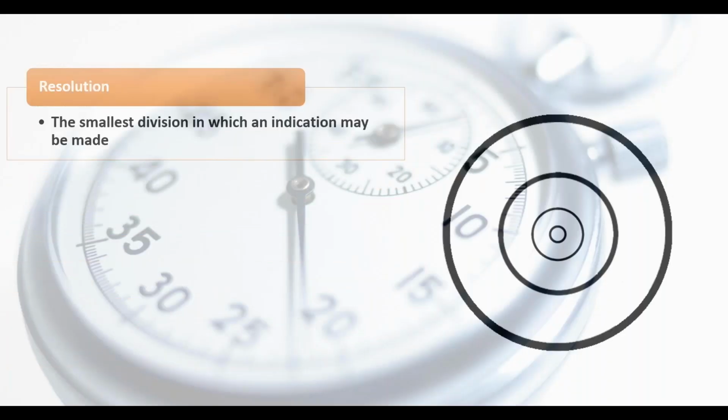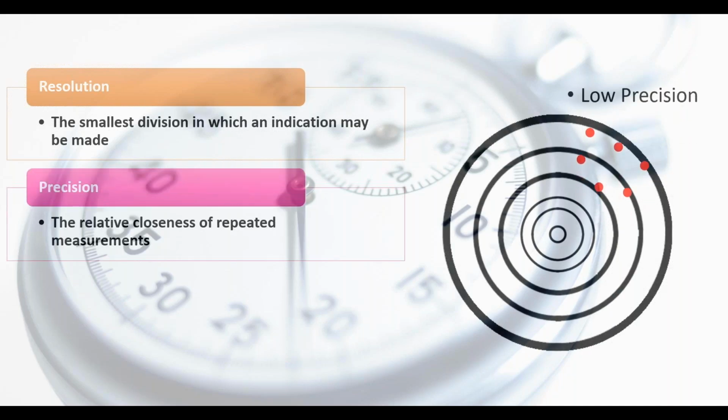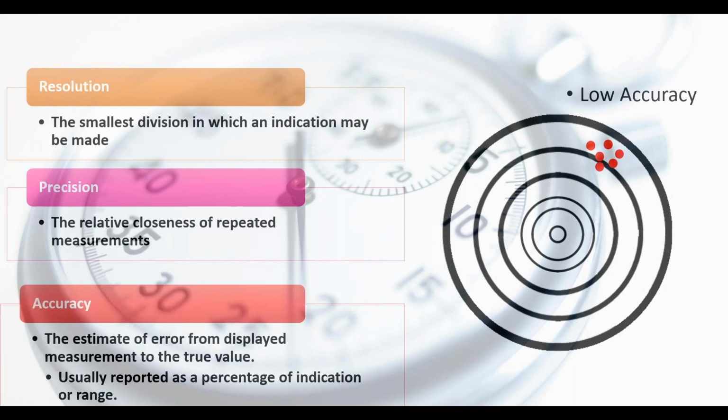So we have resolution. Some devices have a lot of resolution, and some of them have not a lot of resolution. I like to use the little archery target here because the more rings you have, the more accurate your reading is. You have your precision. So this is your grouping of your measurements, how close all the measurements are to each other. So you get low precision or high precision. So you can be really, really precise, but not anywhere close to the center. So then you have your accuracy, which is your estimate from the indicated value to the true value.